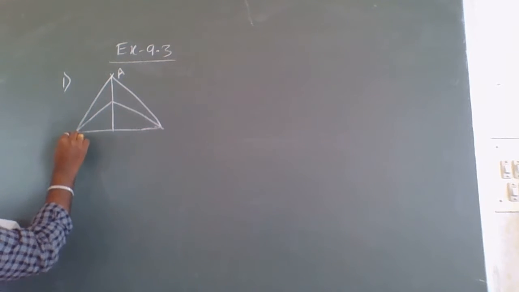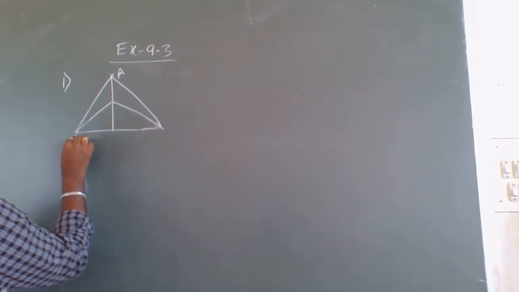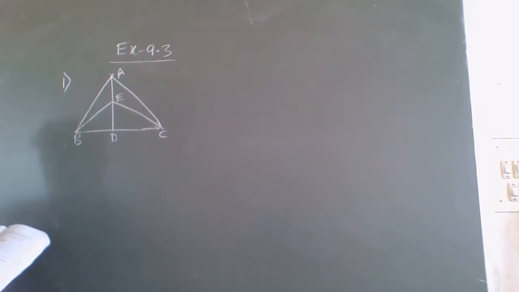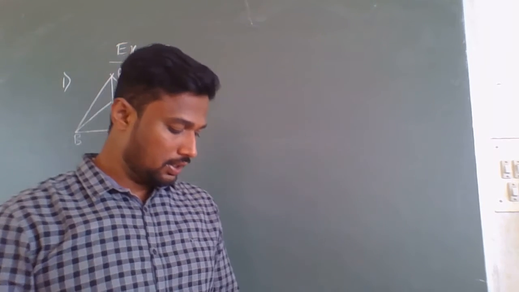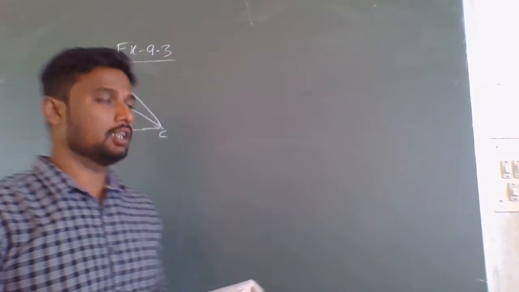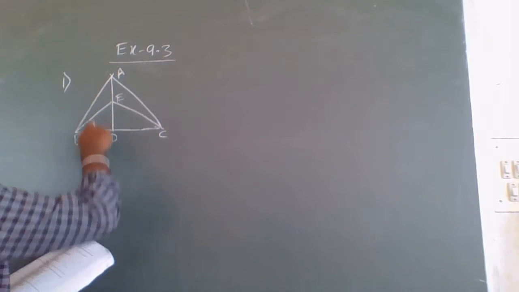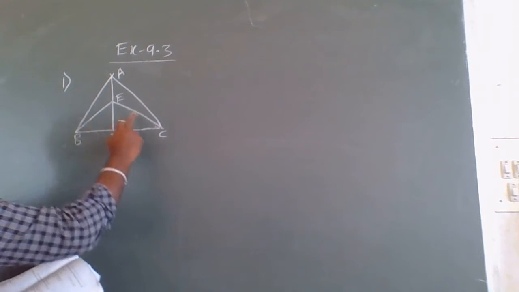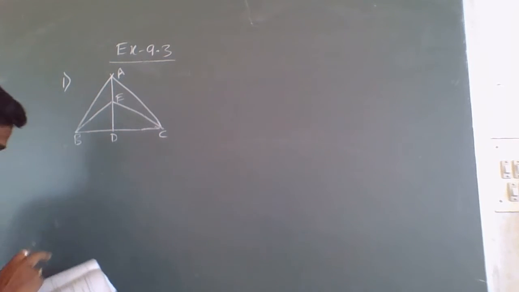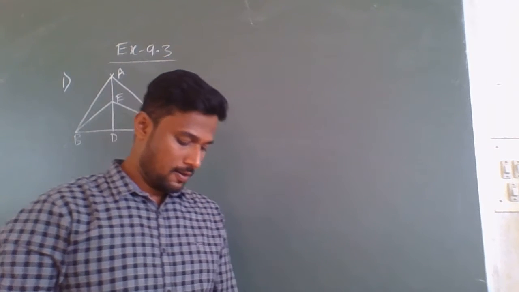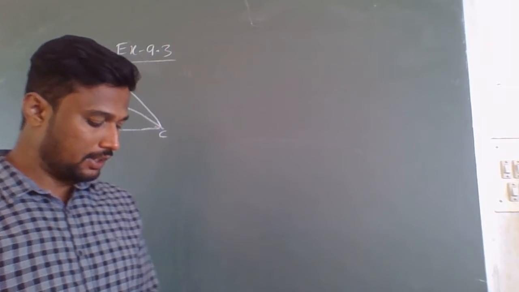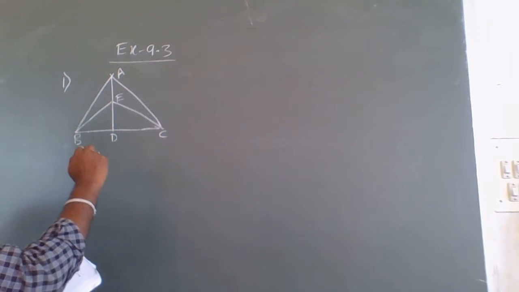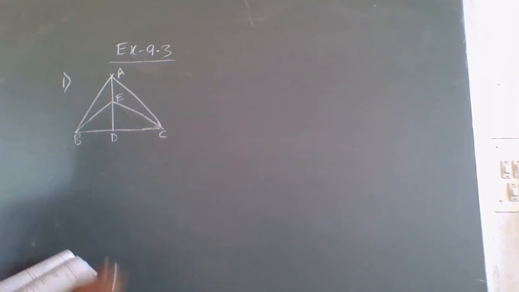A, B, C, and this is point D and this is point E. So here they have given E is any point on median AD. Here this E is any point on median AD of triangle ABC. Show that area of this triangle ABE equals area of triangle ACE.